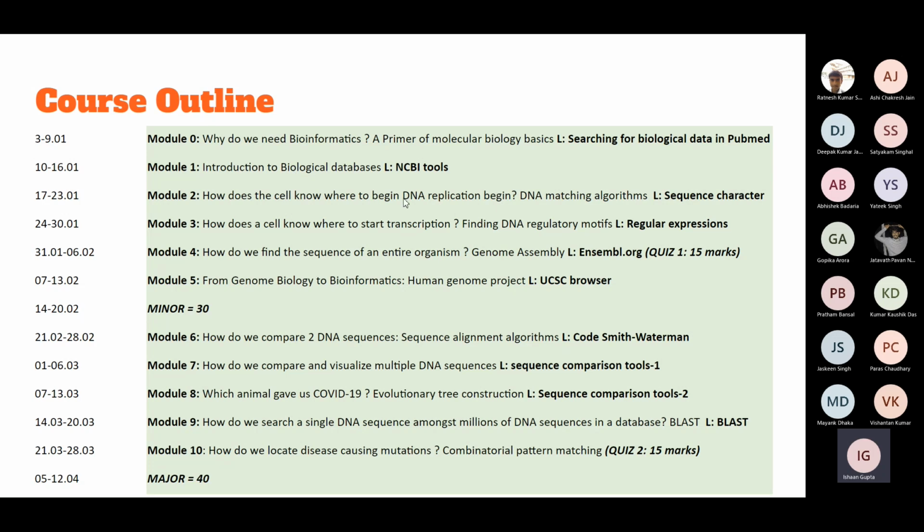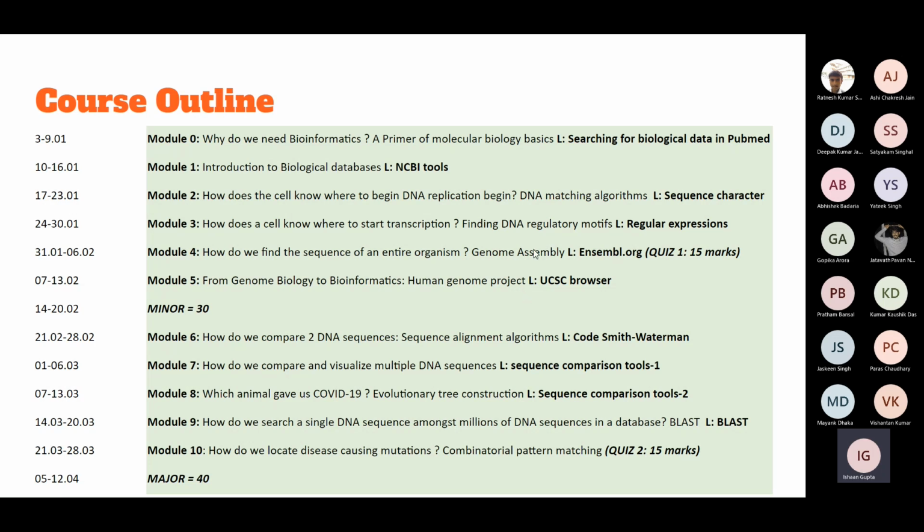Then module 2 is going to be about the first question: how does the cell know where to begin DNA replication? This is going to give you some DNA matching algorithms. Then we are going to talk about how the cell knows where to start transcription, like the TATA box or the lac operon, where the lac repressor is binding. Here we are going to talk about finding DNA regulatory motifs, and algorithms to do that. Module 4: how do we sequence an entire genome?